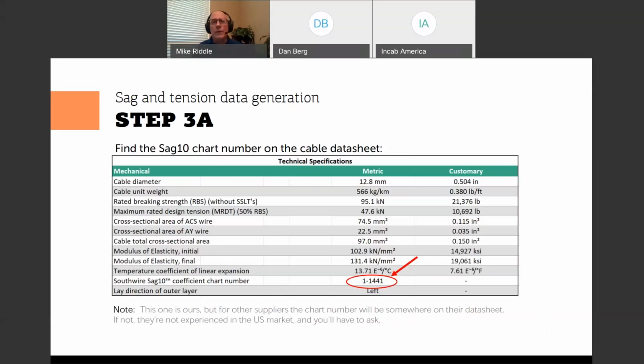Okay, so that chart number you'll find on the manufacturer's cable data sheet. This is a typical one for us, and here's the chart number that goes with this specific cable design. But anybody's cable design or any other manufacturer's cable data sheet should have the sag tension chart number on it somewhere. And if not, that means they're probably not experienced in the US market, and you'll have to ask them for it.